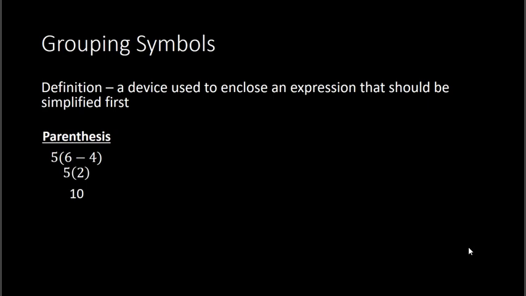Now, instead of parentheses, we could also use what is called brackets. And that would look like this. So this little symbol enclosing the 6 minus 4 is not a parentheses, but a bracket. Now, it looks different, but the purpose and the use of this is the same as with parentheses. It is simply serving as a grouping symbol where we know to do 6 minus 4 first. So we get the same answer. 6 minus 4 is 2, 5 times 2 is 10.